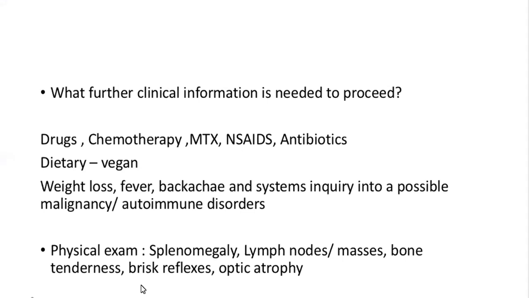B12 deficiency causes megaloblastic anemia and subacute combined degeneration of the cord, right? Which causes brisk reflexes and optic atrophy. B12 causes neurological effects and hematological effects. Both are there, right? Not only one, neurological and hematological.